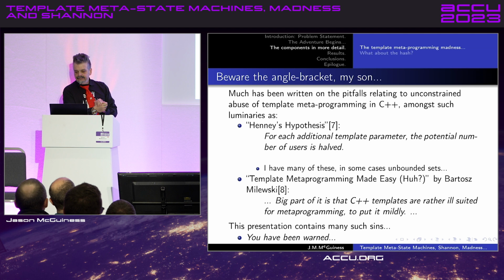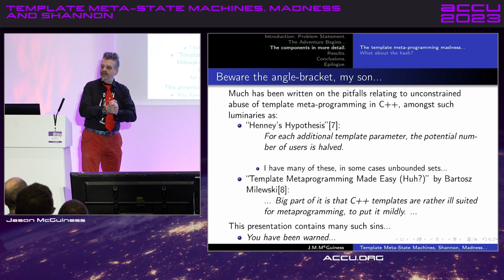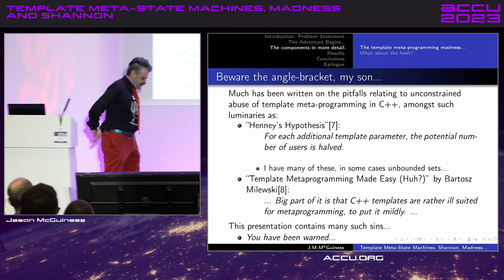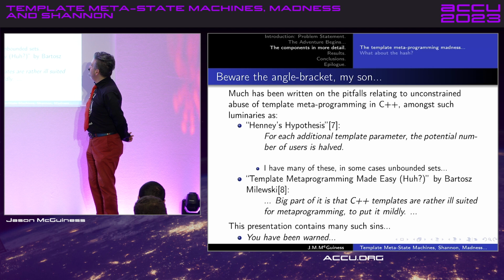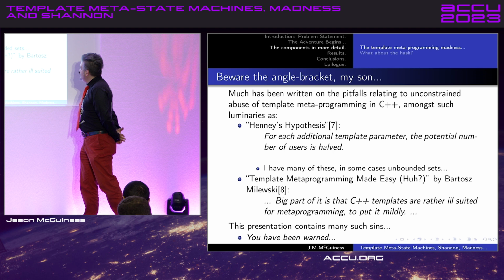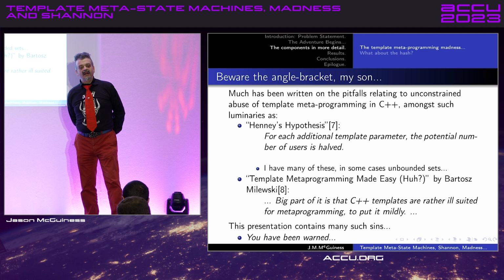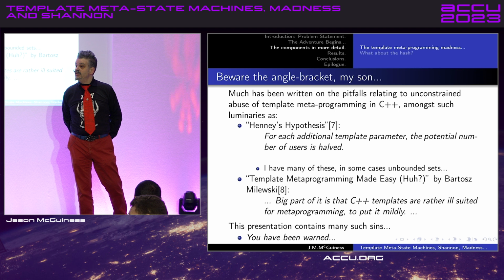Beware the angle brackets, my son, daughter, creature, thing. Much has been written on the pitfalls of template metaprogramming. Our esteemed Mr. Henny came up with Henny's hypothesis: for each additional template parameter, the potential number of users is halved. Yeah. Variadic templates? Infinite number of template parameters, anybody? Rather small number of users now we're talking about, aren't we?